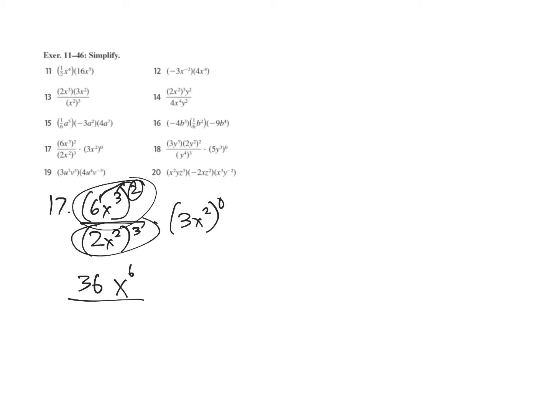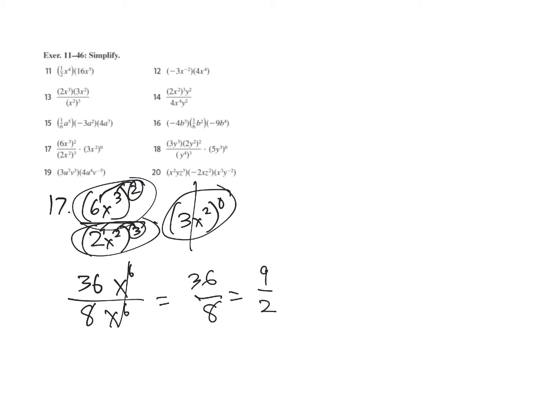Now let's do the denominator. Again, distribute the 3 to every exponent inside. 2 cubed is 8, and 2 times 3 is 6 again. And now we look at this. Anything to the 0 power is 1, so that's gone. x to the 6th over x to the 6th is 1. So we have 36 over 8, which we need to reduce by 4. 36 divided by 4 is 9, and 8 divided by 4 is 2. So 9 halves is the correct answer.